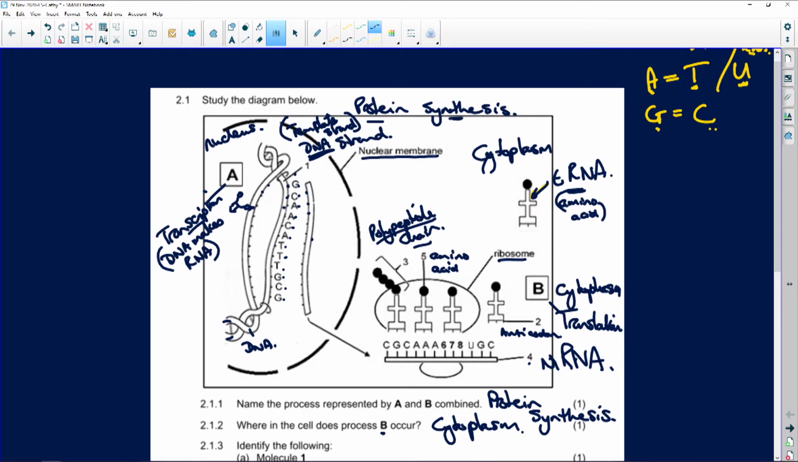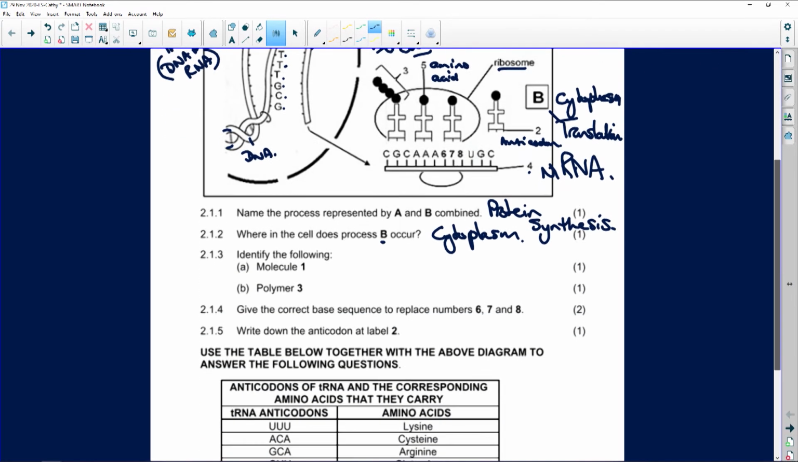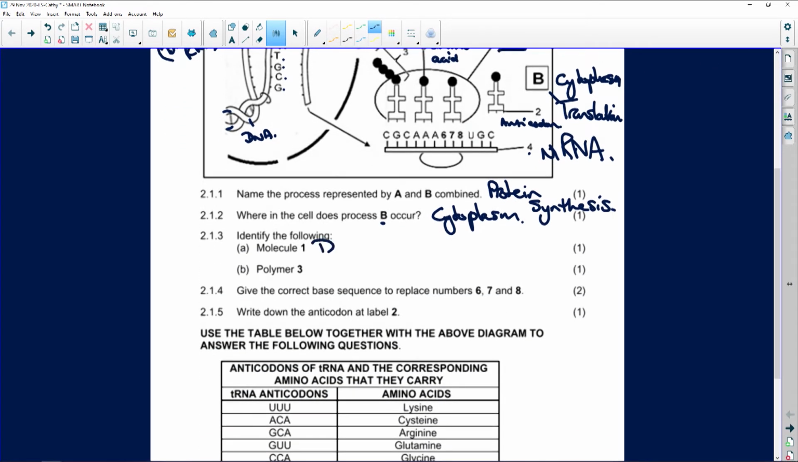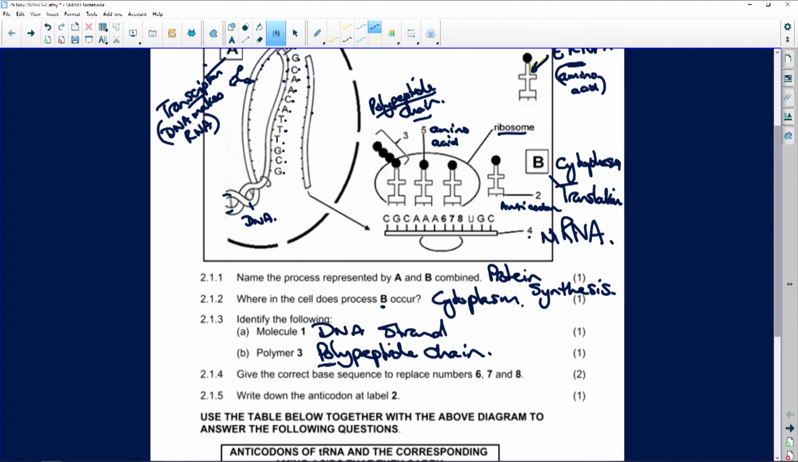Okay, now, if we look at this, let me just put it here, DNA strand. Okay, 3 is a poly, means many, peptide, lots of peptides that join amino acids, peptide chain. Okay, give the correct base sequence to replace numbers 6, 7, and 8. So let's see where numbers 6, 7, and 8. Here's 6, 7, and 8.